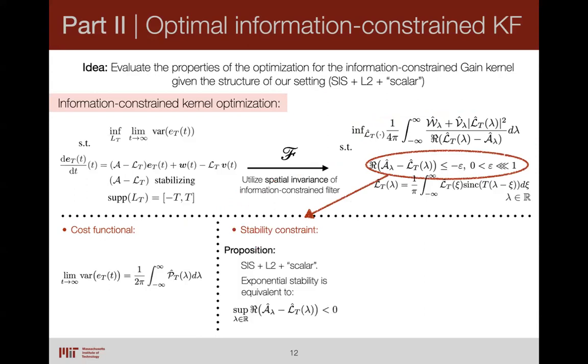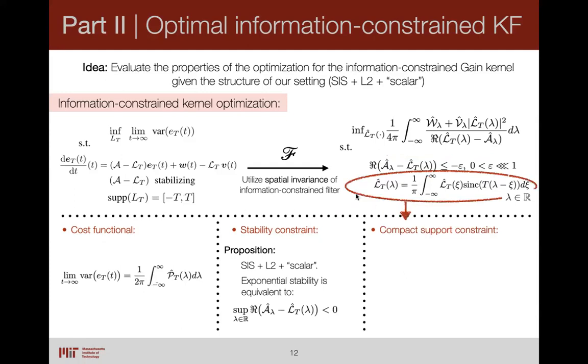Now, regarding the stability, something that one can show is that in our spatially invariant setting, in L2 spaces with this scalar assumption, the exponential stability of the closed loop is equivalent to this condition. It's equivalent to the supremum over your spatial frequency of the real part of this Fourier symbol being strictly negative. This is the Fourier symbol of your closed loop. So we equivalently write this by enforcing this real part to be strictly negative, less than minus some small epsilon. And then finally, the constraint that we need to translate to the frequency domain is the compact support constraint.